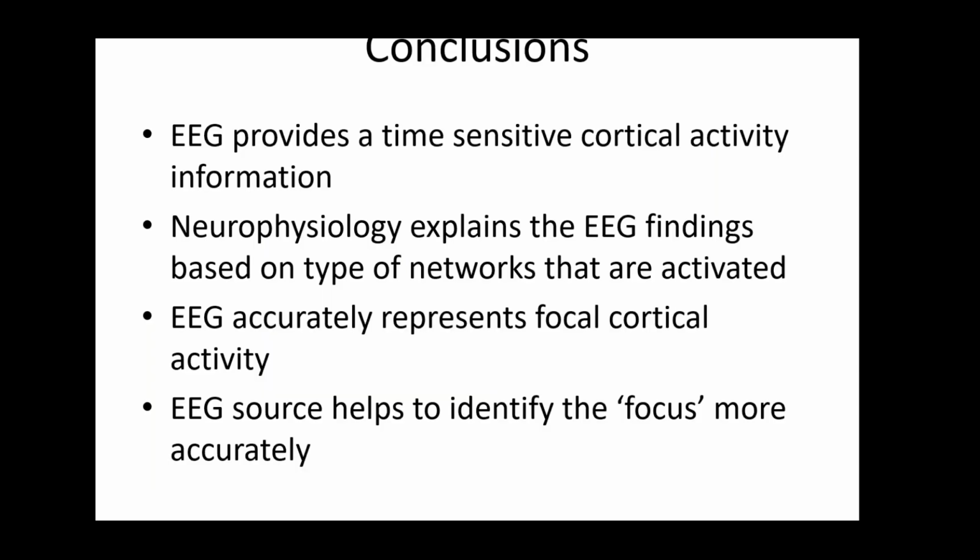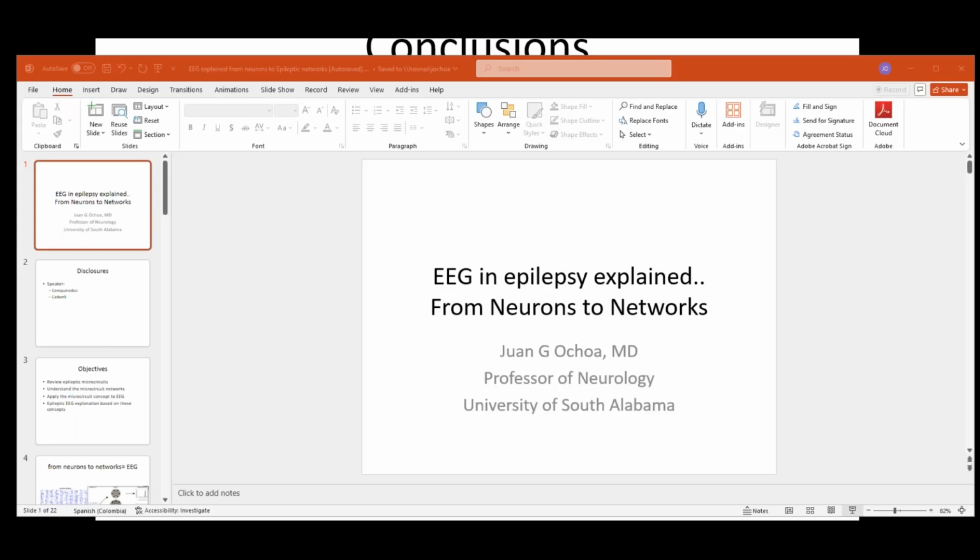So with this, we can conclude that the EEG provides time-sensitive cortical activity information. Based on the neurophysiology, we can explain the EEG findings depending on the type of network that is activated. So we can understand if this EEG is represented by a focal local network versus a large network, and it implies what is not working.